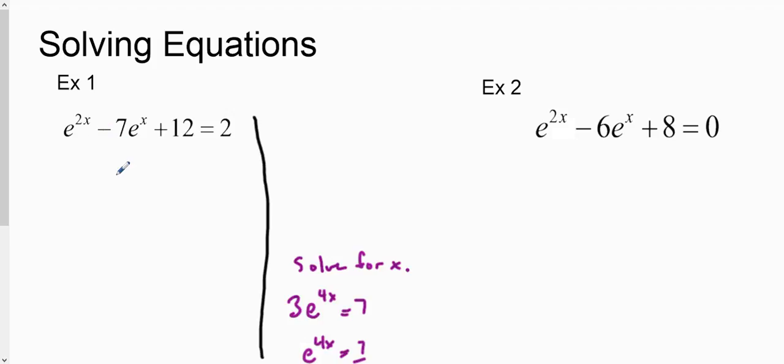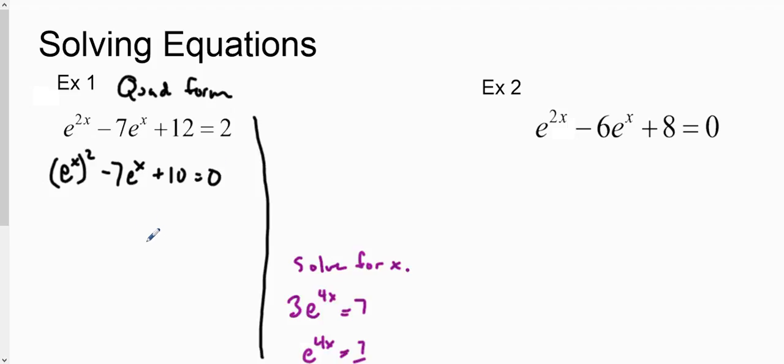This is actually what is known as quadratic form. In that, e to the x is actually being squared. Using the power rule for exponents, I can rewrite this as e to the x, squared, because when you have an exponent outside, you can distribute it through. We have minus 7 e to the x, and I'm just going to subtract the 2 to the other side, so I have plus 10 equals 0, just to simplify it a little bit.